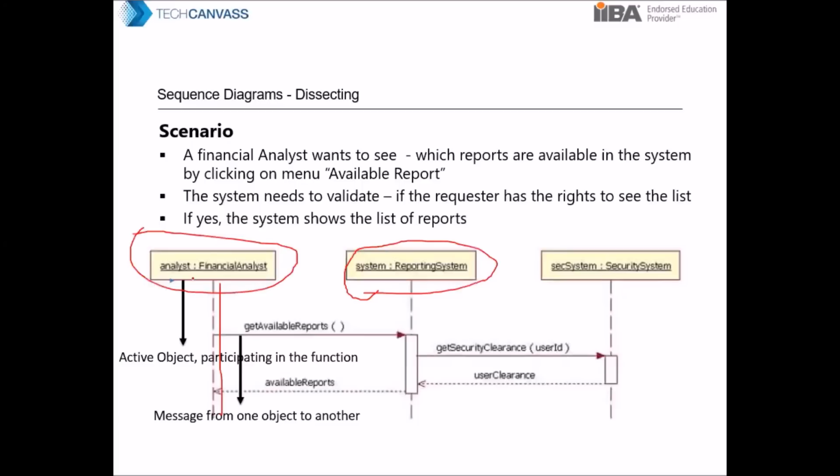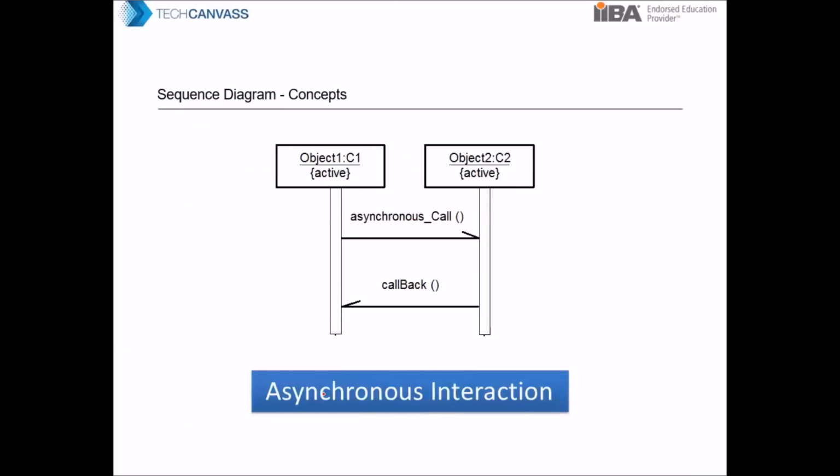In this case, an analyst object is requesting available reports from a reporting system as an object. Then there is a return message sent from the reporting system to the requesting object, saying these are the available reports. So this is how sequence diagrams are made.